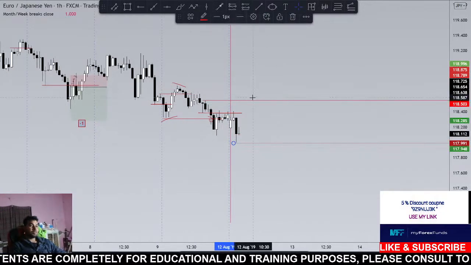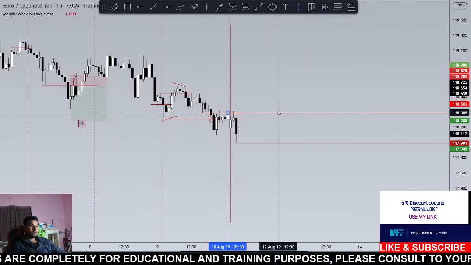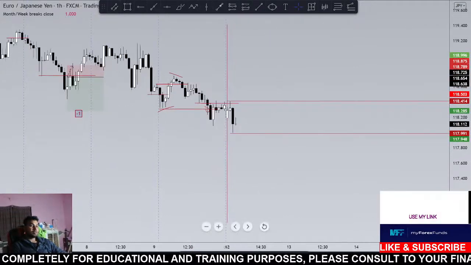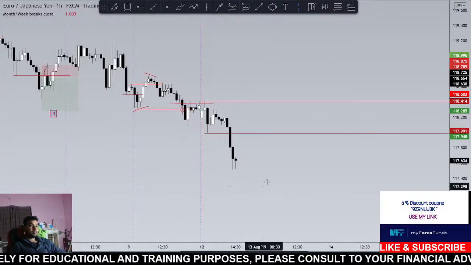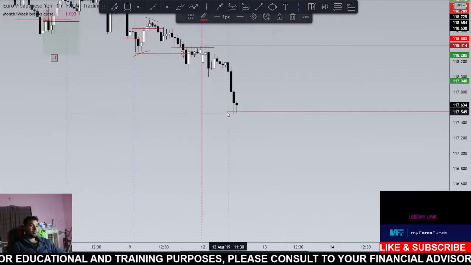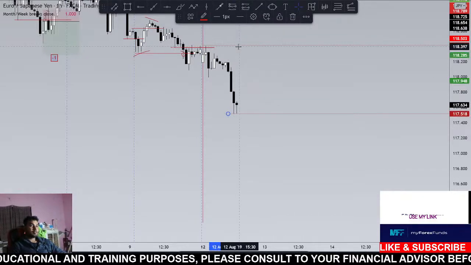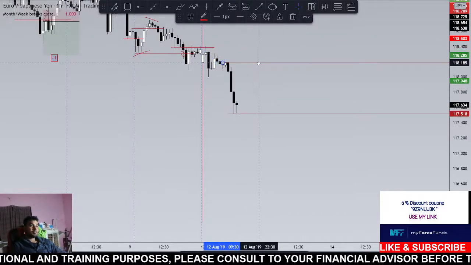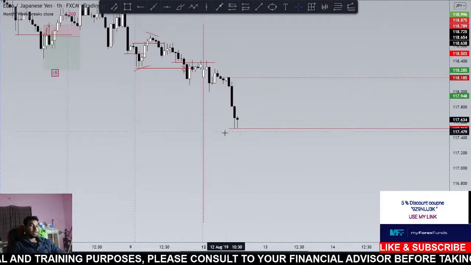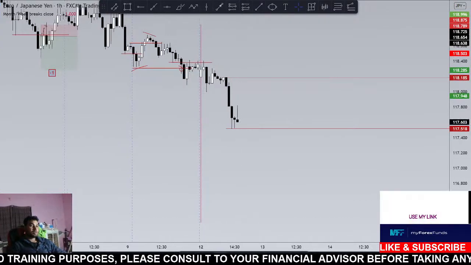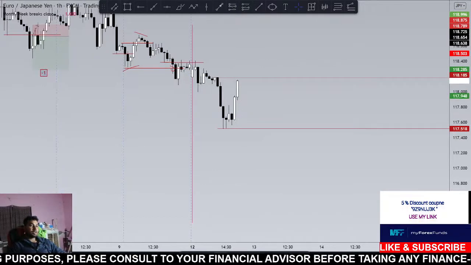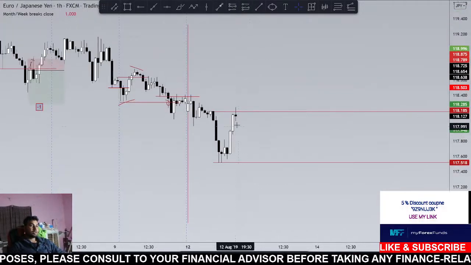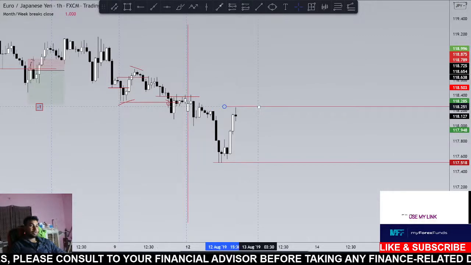Now it's weekend, so I usually don't take any trade during the weekend. Now we are having large wicks, so I don't want to take any trade in this sort of market, and we can see that the market has just given us large volatile candles.